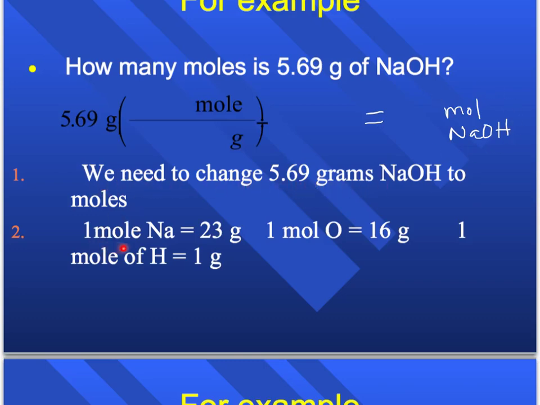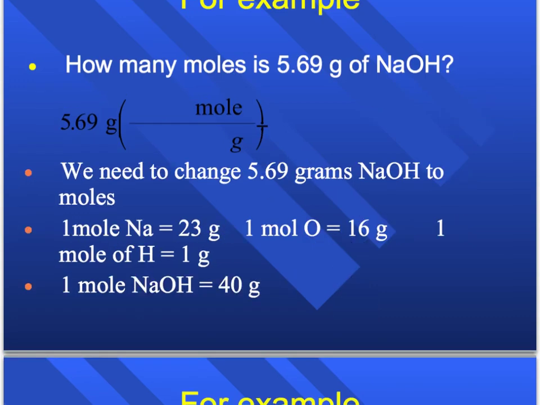In order to find the moles, we need to know the molar mass. So we have our sodium here at 23 grams, our oxygen at 16 grams, and then 1 mole of hydrogen at 1 gram. If we total that up, we're going to find that it's 40 grams per mole. And this is our molar mass for sodium hydroxide. So we're going to put our 1 mole for every 40 grams there.